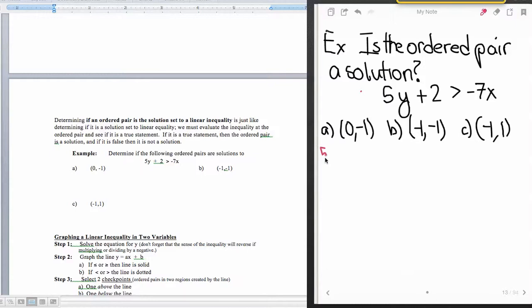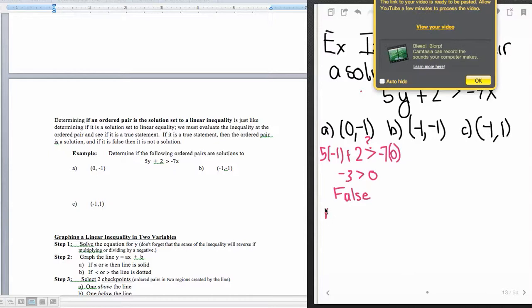So this one says 5 times y, which is a -1, plus 2. We're questioning whether that is greater than a -7 times a 0. So what we have here is -5 plus 2, which is -3, and we want to know, is that greater than 0? That is a false statement, and this is where you may have difficulty, being able to read those inequalities. So we say -3 is greater than 0 is false, and therefore this is not a solution. That's how we tell, just like we did with a linear equation.